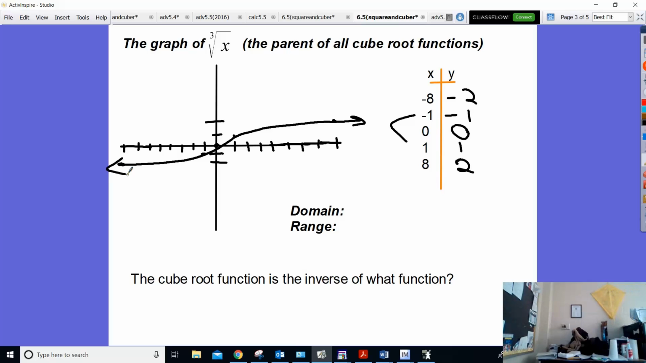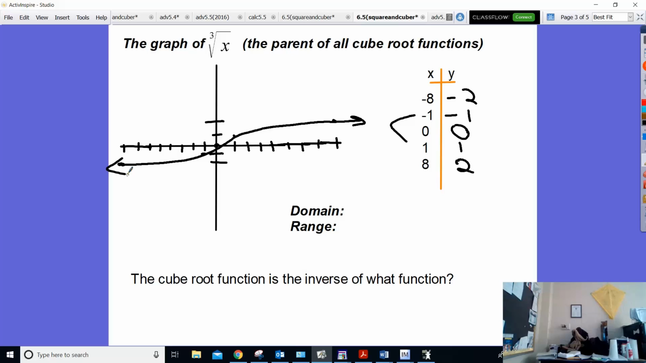And there's a reason it looks like x cubed. Curvature is the same. What's the domain and range? This runs forever left, it runs forever right. What's its range? Because it falls forever, doesn't it? It rises forever. It looks like it flattens out, but it doesn't. It just grows slower and slower and slower.